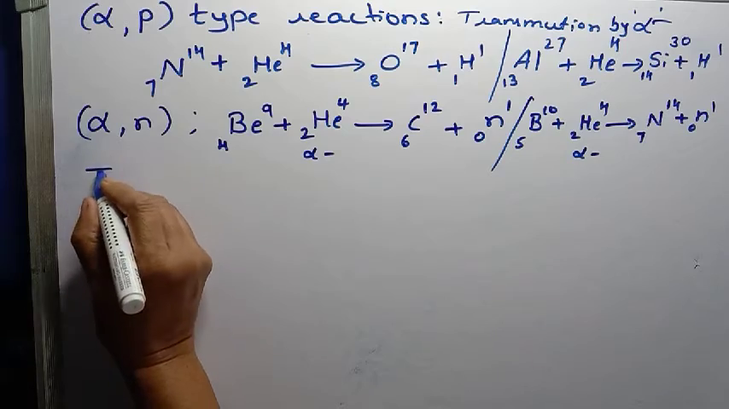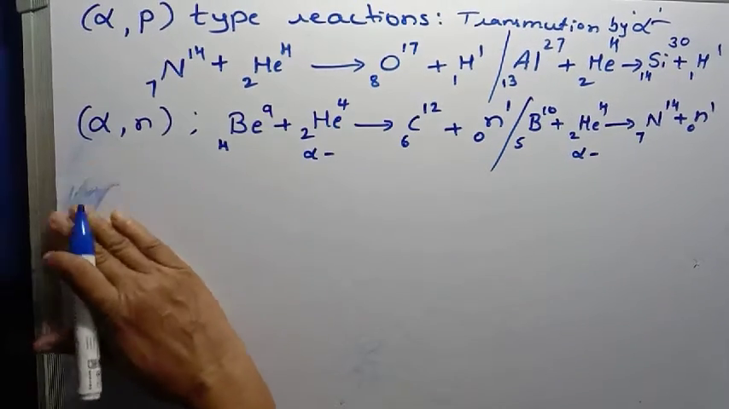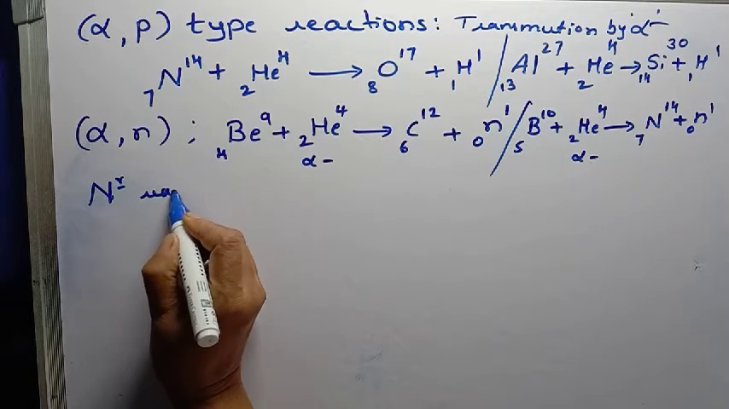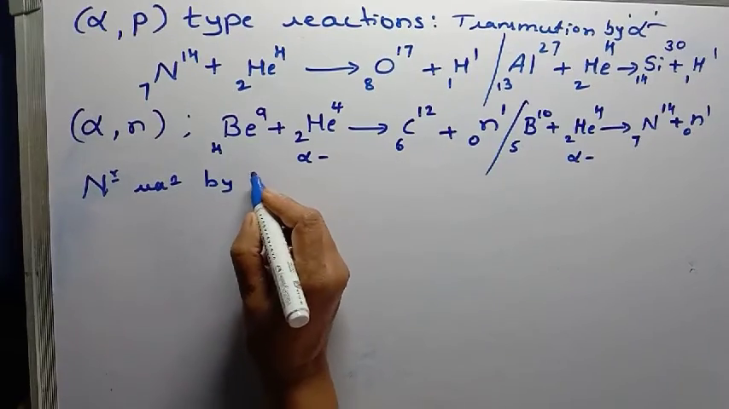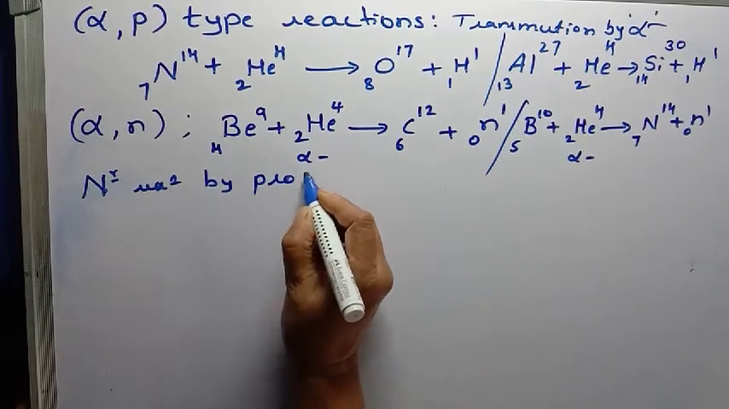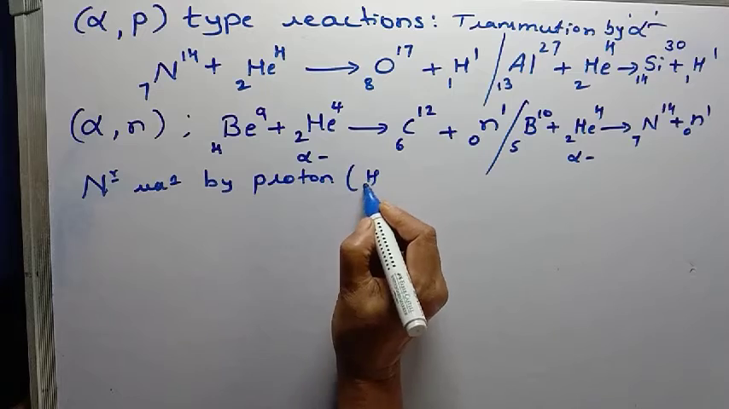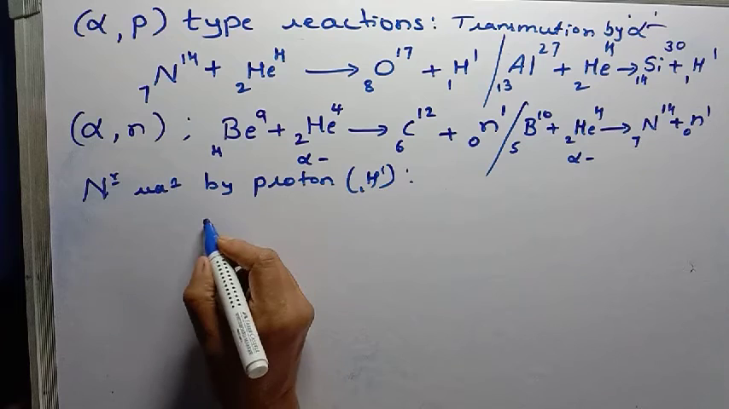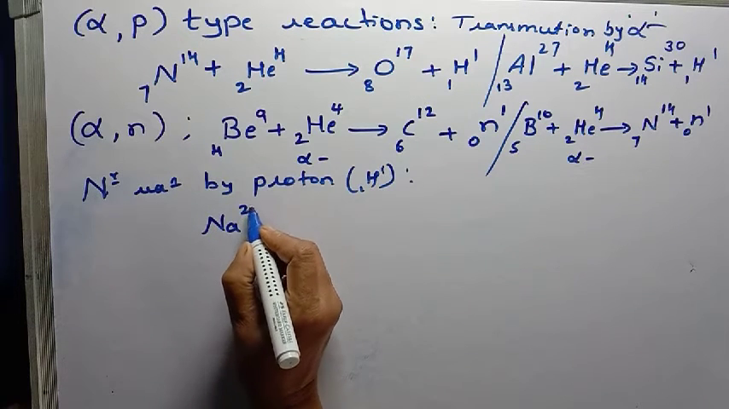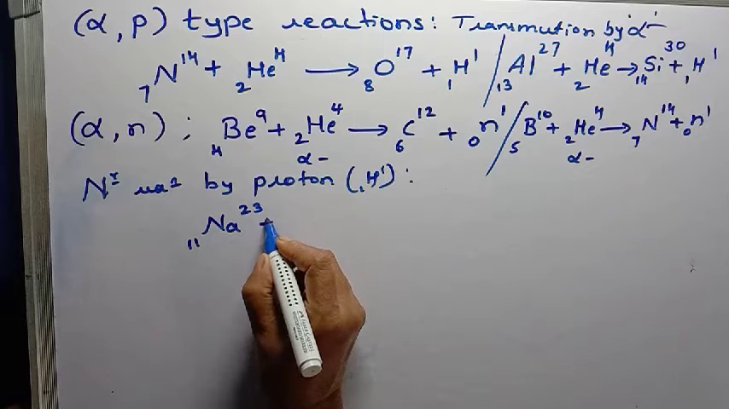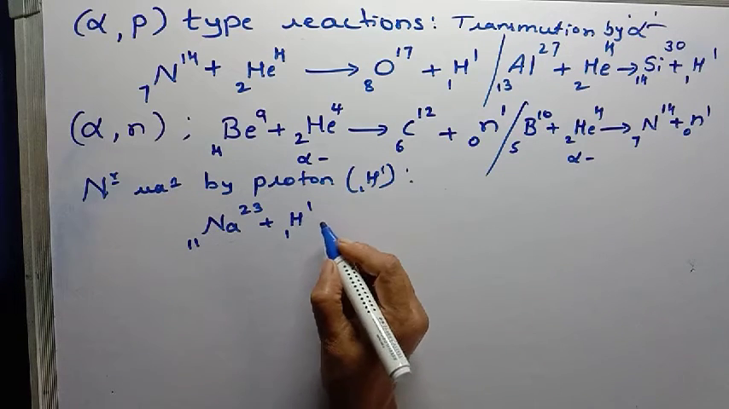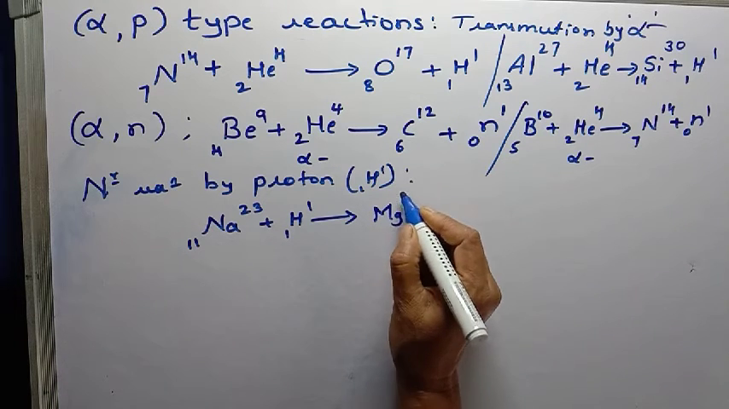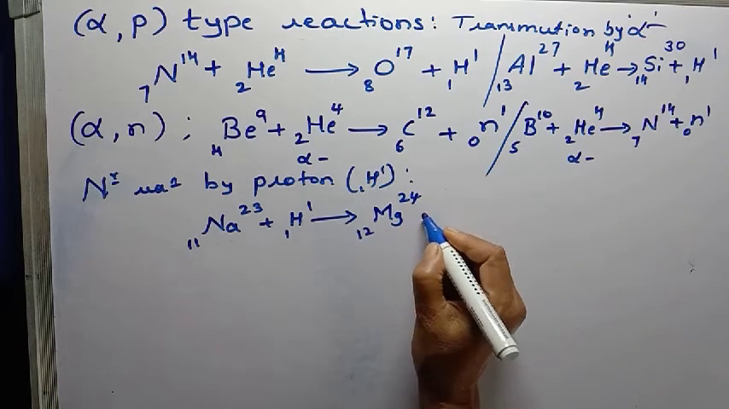Now see the nuclear reactions or transmutations by proton. Proton is nothing but 1H1. So we can give the examples here. Say sodium, made to hit or interact with a proton, magnesium will be formed, a new element, because there is a change in the nucleus.